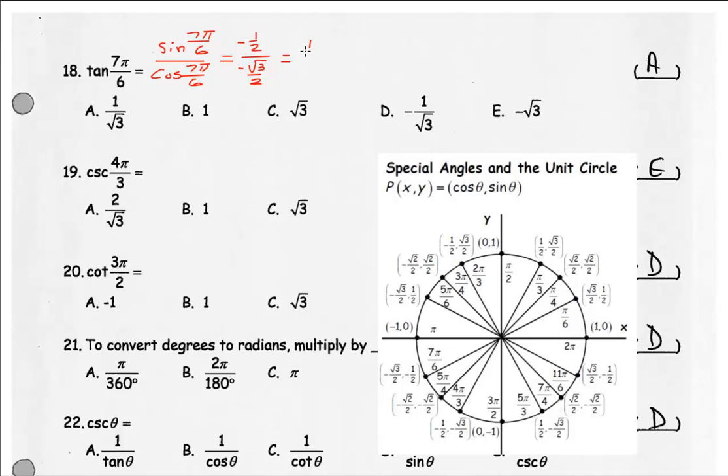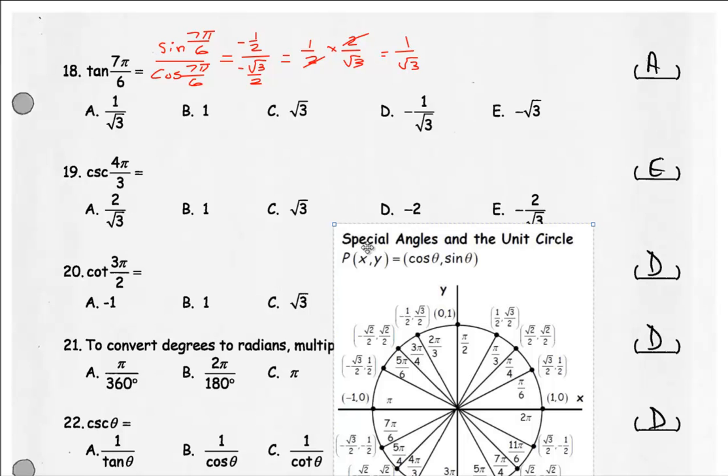We divide rational expressions by taking the numerator, the top one, and multiplying by the reciprocal of the denominator, so 2 over root 3. Now these 2's divide out, so we get 1 over root 3. So that's the exact value for the tan of 7 pi over 6. That's why A is the correct answer for number 18.